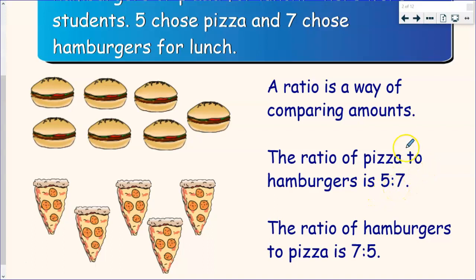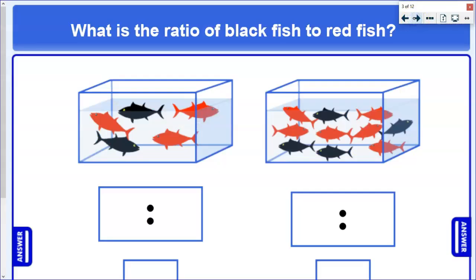Just recall that the word "to" means comparison, and we replace it by a colon sign when we put it in numbers. All right, and the ratio of hamburgers to pizza is 7:5. So just make sure you're putting these numbers in the order of the wording of what they're asking.